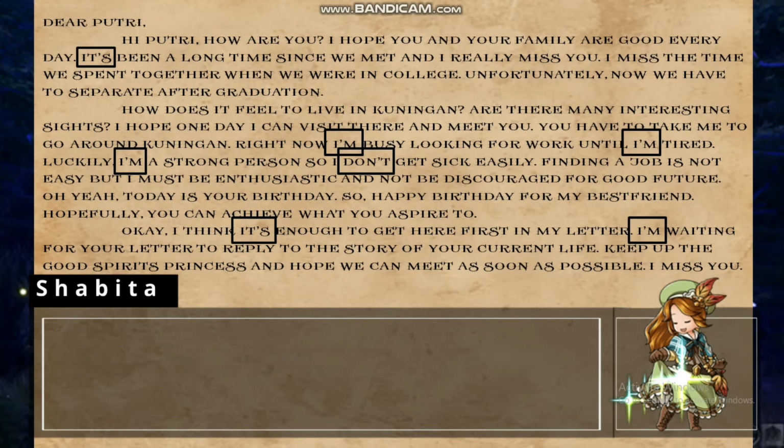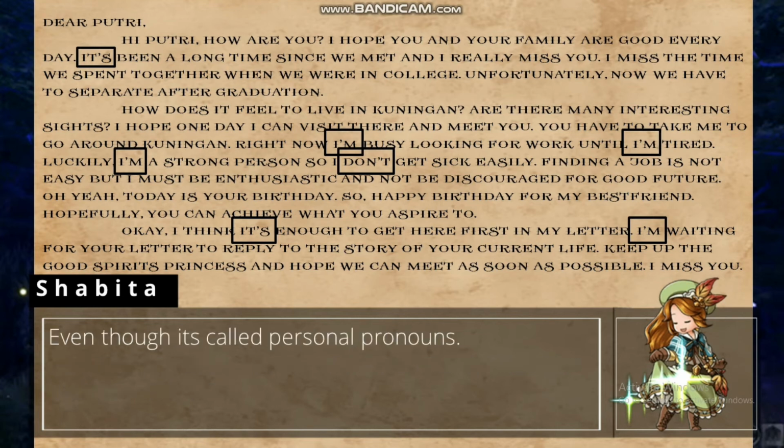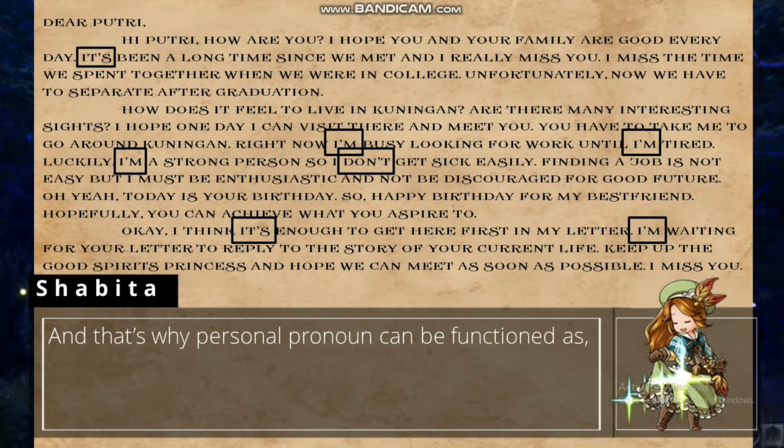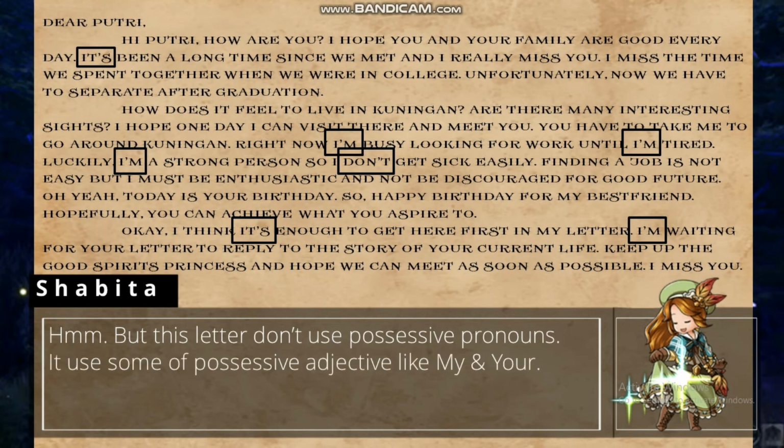Next is personal pronouns. We all know the pronouns I, you, we, they. Personal pronoun is a pronoun that is mainly related to a particular person. Even though it's called personal pronoun, it can also refer to animals and objects. And that's why personal pronouns can function as subject, object, and or possessive. But this letter doesn't use possessive pronouns. It uses some possessive adjectives like my and your. Here, let me point it out for ya.